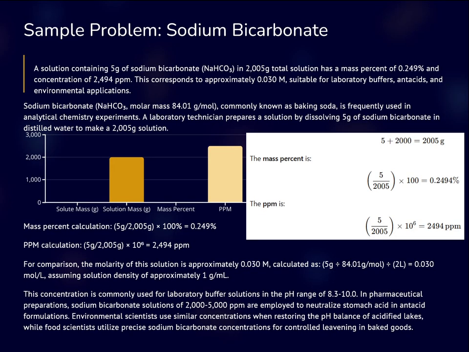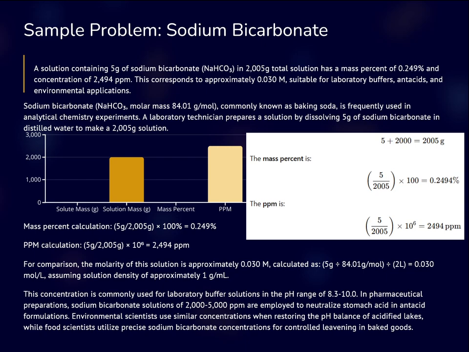So let's go through an example before we finish up. Say we dissolve 5 grams of baking soda, which is sodium bicarbonate, into 2 liters of water. Since water weighs about 1 gram per milliliter, that is 2,000 grams because we have 2 liters, or 2,000 milliliters. The total solution mass is going to be 5 grams plus the 2,000 grams to give us 2,005 grams.